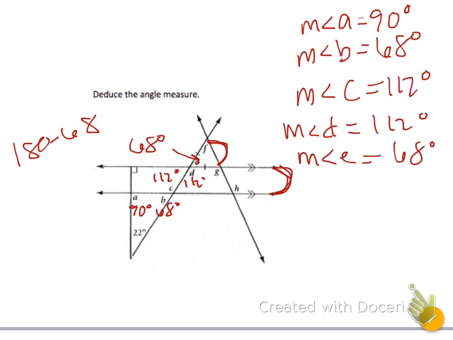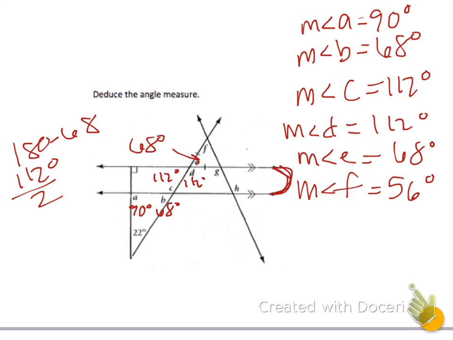So I'm going to take 180 minus 68 to figure out what my two total angles are going to be. So right now I have 112 degrees left. But if those two angles are the same, I need to divide it by 2 to figure out what each angle is. So 112 divided by 2 is 56. So F is 56 degrees, which means this is 56 degrees.